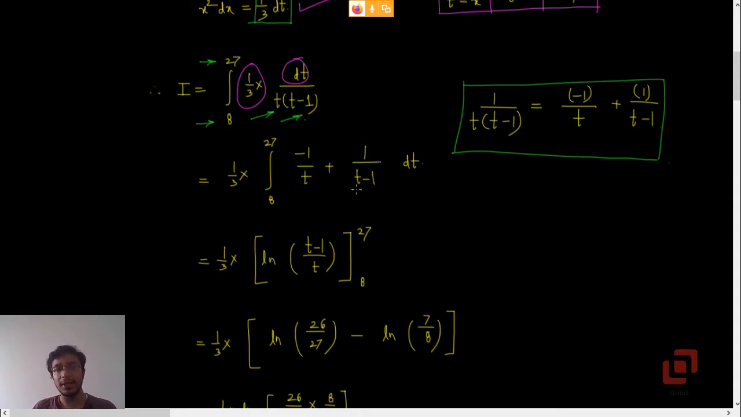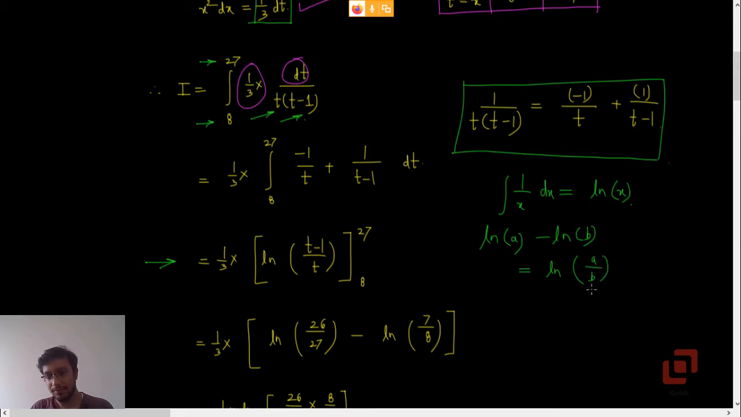Once you manage to split the function into partial fractions, then you can easily integrate by using the formula: integral 1 upon x with respect to x is log of x. So I have done that in this step. I have kept 1 upon 3 throughout as it is. Then 1 upon t minus 1's integral will be log of t minus 1 and 1 upon t's integral will be log t. Then I have used the property log of a minus log of b is equal to log of a upon b. Because 1 upon t had a negative sign, you can see t in the denominator.